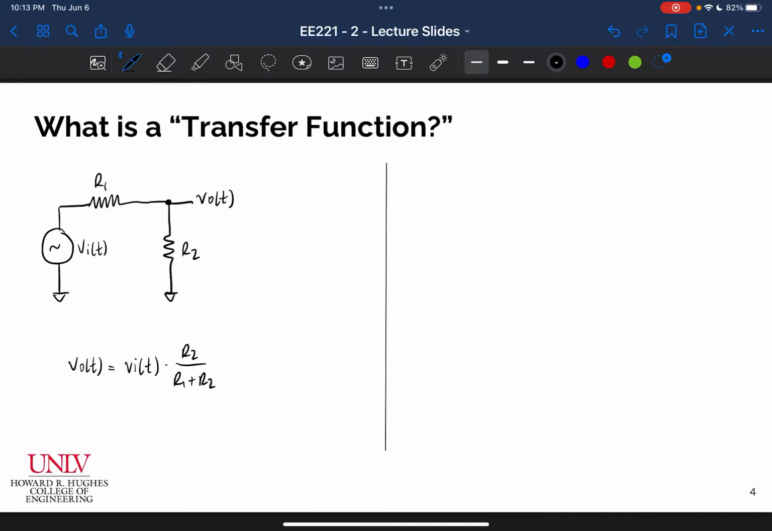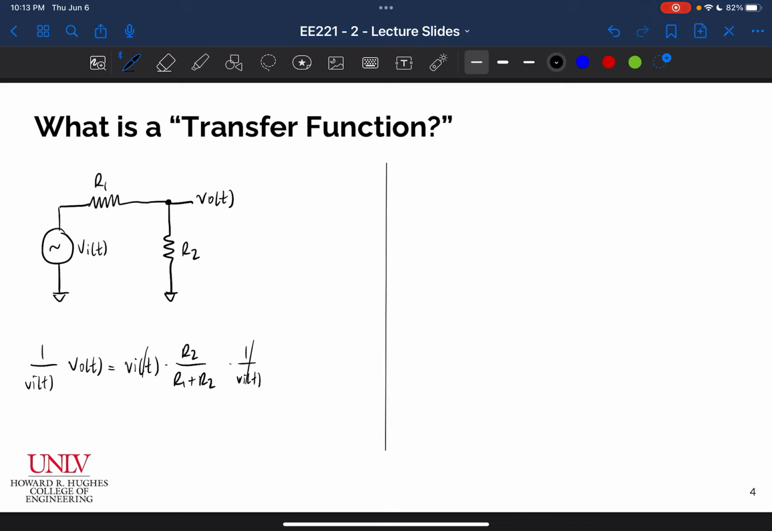Well, according to the textbook definition, a transfer function is a ratio of some output that we're interested in to some input that we're interested in. In this case, the input to this circuit that we're interested in is V in of t, and the output is V out of t. If we're interested in that ratio, all we have to do is divide both sides by V in of t, right? If I multiply this side by 1 over V in of t, then these will cancel. And I multiply this side by 1 over V in of t.